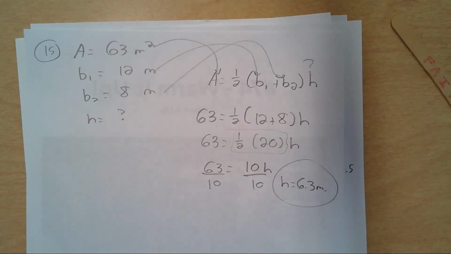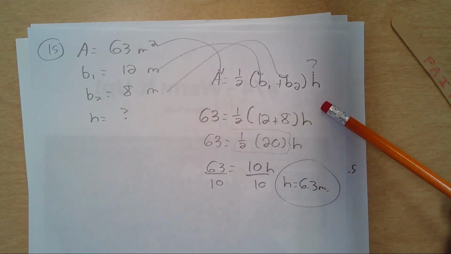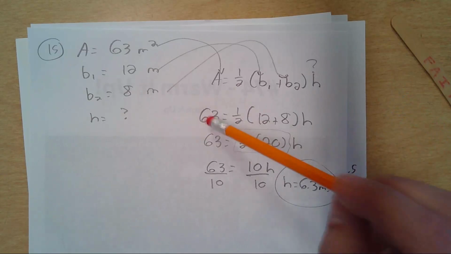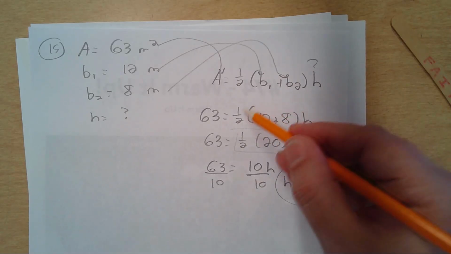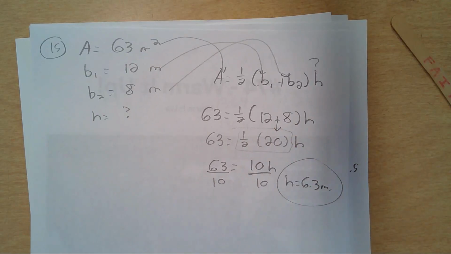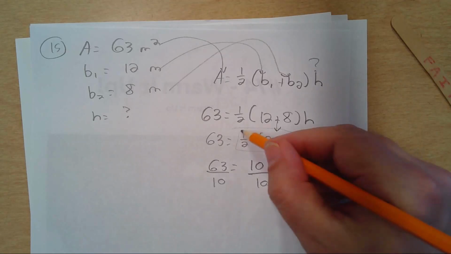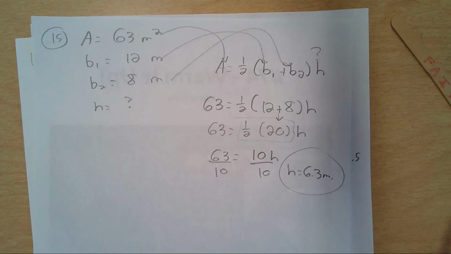So with these, set up your equation. Plug in whatever you know to be true. I know the area, I know base 1, I know base 2. Begin the simplifying process. Get in the brackets first. Clear out those brackets, PEMDAS rules. Then combine your like terms, 1/2 of 20, and then solve the one-step equation that you're left with in the end. Okay?